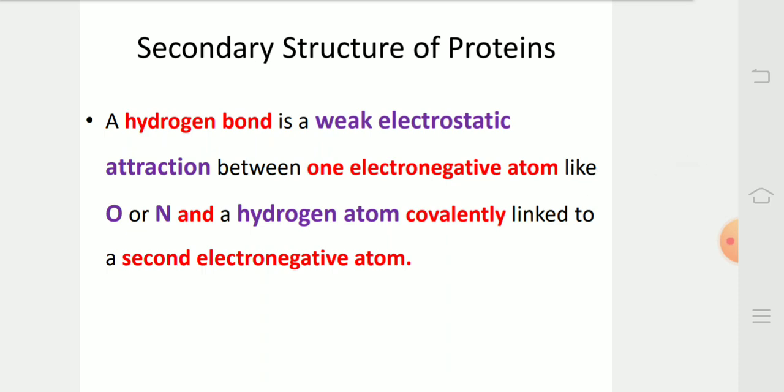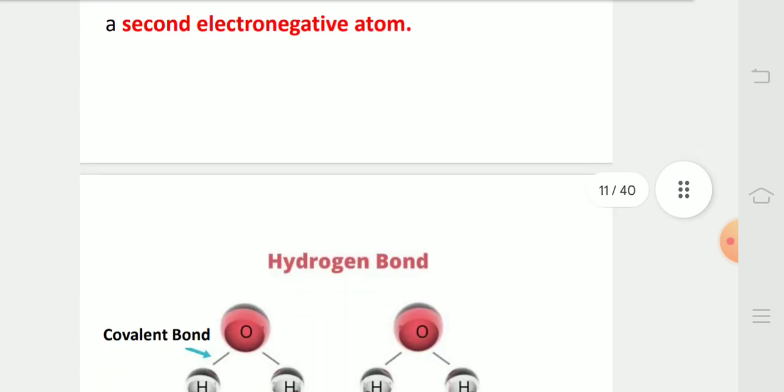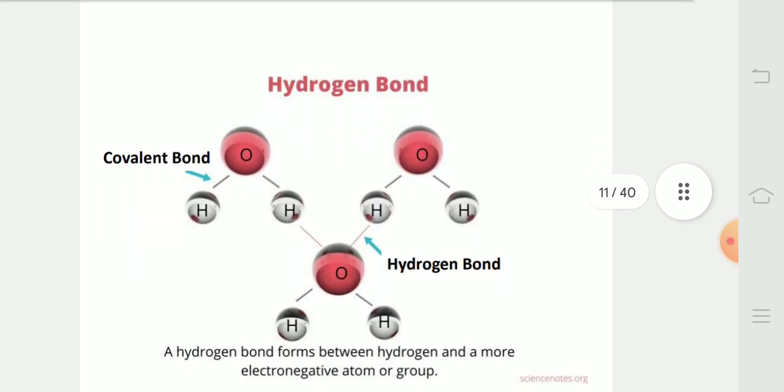In this diagram, the hydrogen bond is a weak electrostatic attraction between one electronegative atom like oxygen or nitrogen and a hydrogen atom covalently linked to a second electronegative atom. In this diagram, we can see that a weak hydrogen bond is formed by an oxygen of one water molecule and a hydrogen from another water molecule.